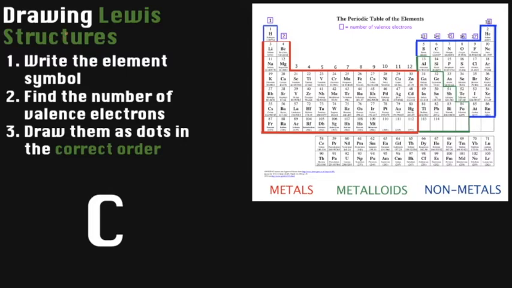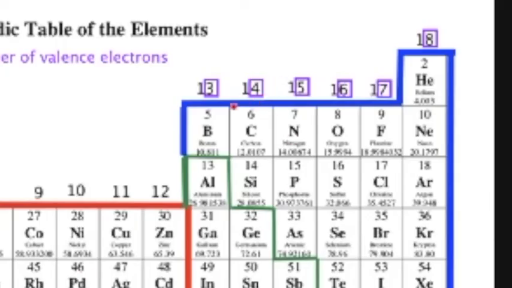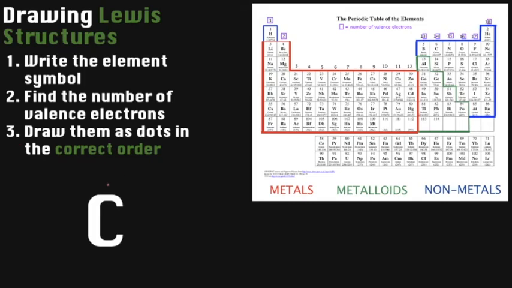What would be the Lewis structure for carbon? Well, first thing we would do is write the element symbol for carbon, which is a C. Then we would find the number of valence electrons. And if we look over here, carbon happens to be in group 14, which means that it has 4 electrons on its outermost energy level. It has 4 valence electrons. Now, I would go ahead and put those down in order. I would put a 1, then a 2, then a 3, then a 4. And that is the Lewis structure for carbon. That's all you have to do. 1, 2, 3, 4. Each of these dots represents a valence electron. All right, let's do another one.